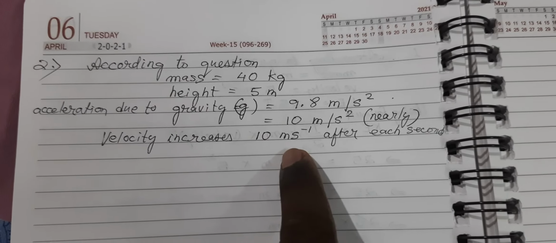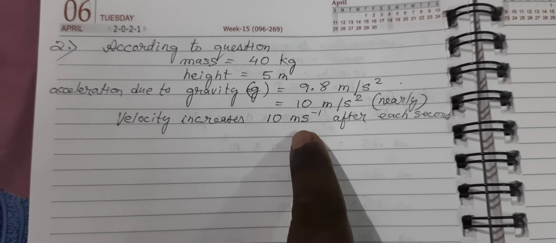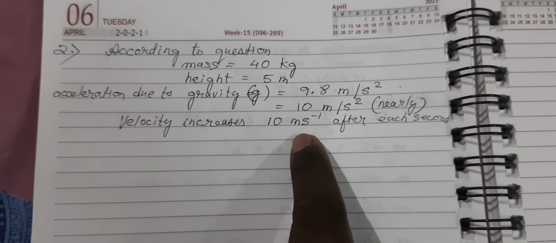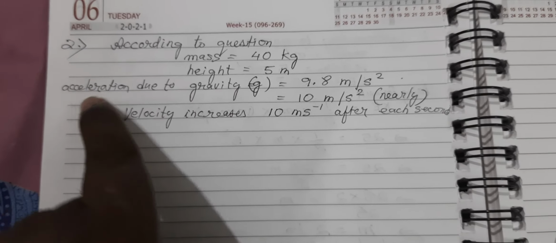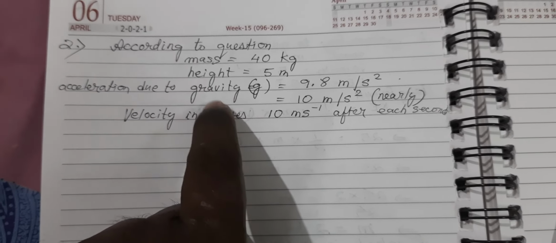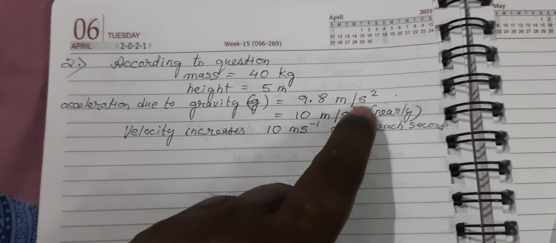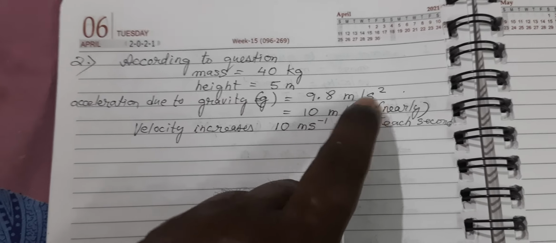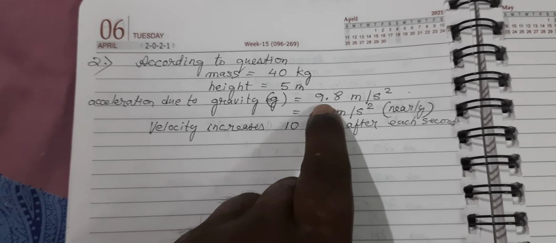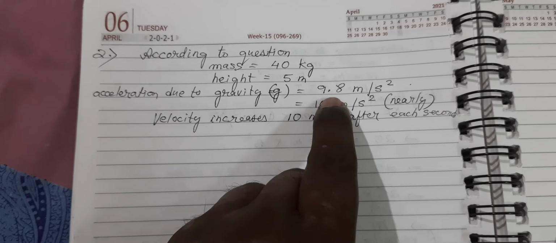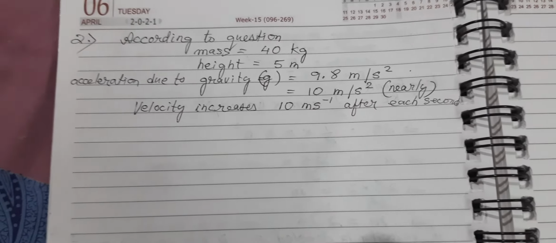Like that, at this rate the velocity of the body will keep on increasing each second. So this rate of change of velocity after each second is known as acceleration, which is caused due to gravity. The unit of acceleration is meters per second square. The value of gravity is 9.8 meters per second square, or rounding it off, you can even write it as 10 meters per second square.